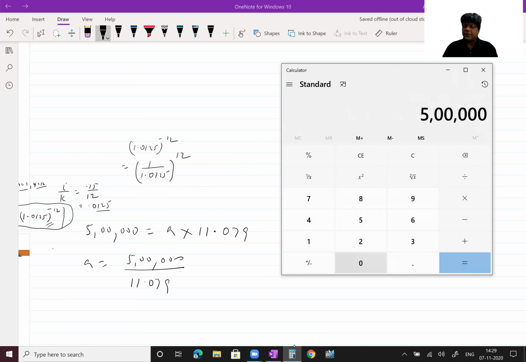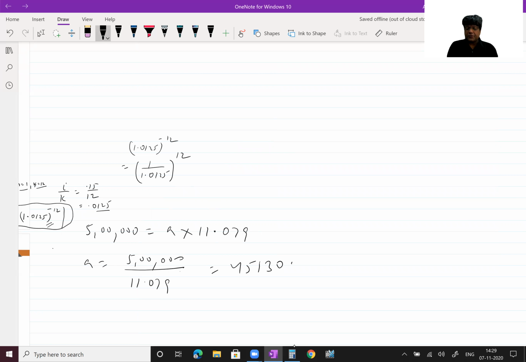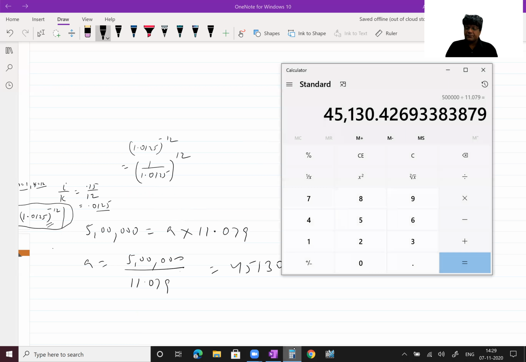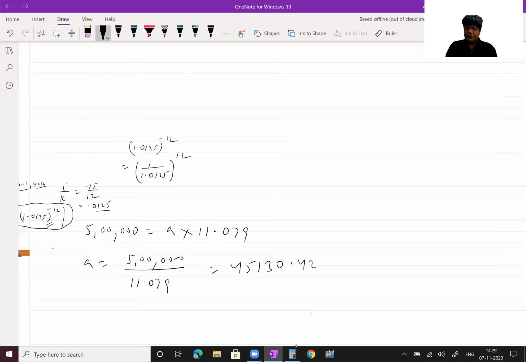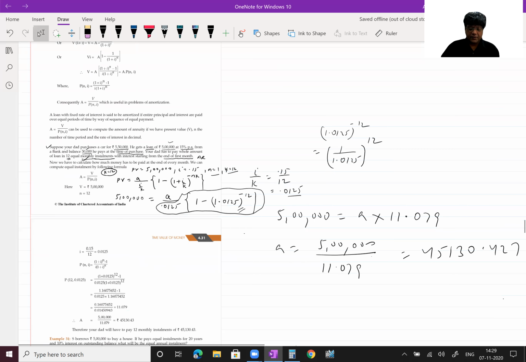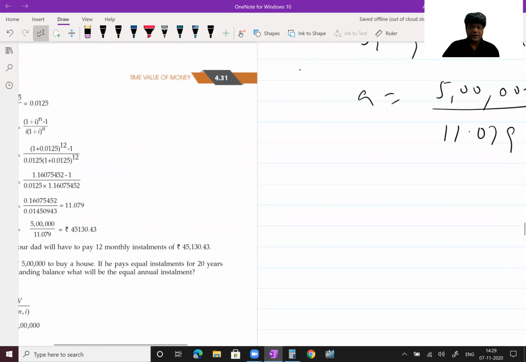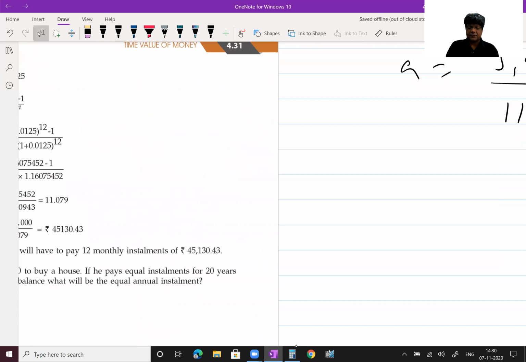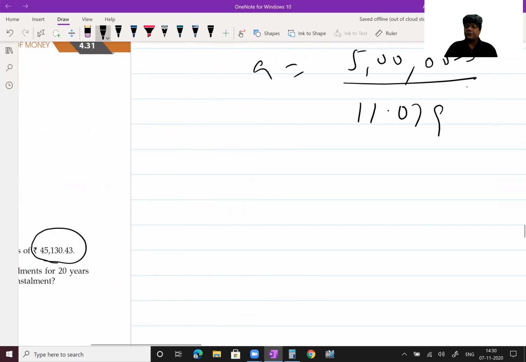5 lakh divided by 11.079 is equal to 45130.426. 45130 point how much, guys? 0.426, so approximately 427. Yes, guys, correctly approximated. Exactly, see, 45130.43.